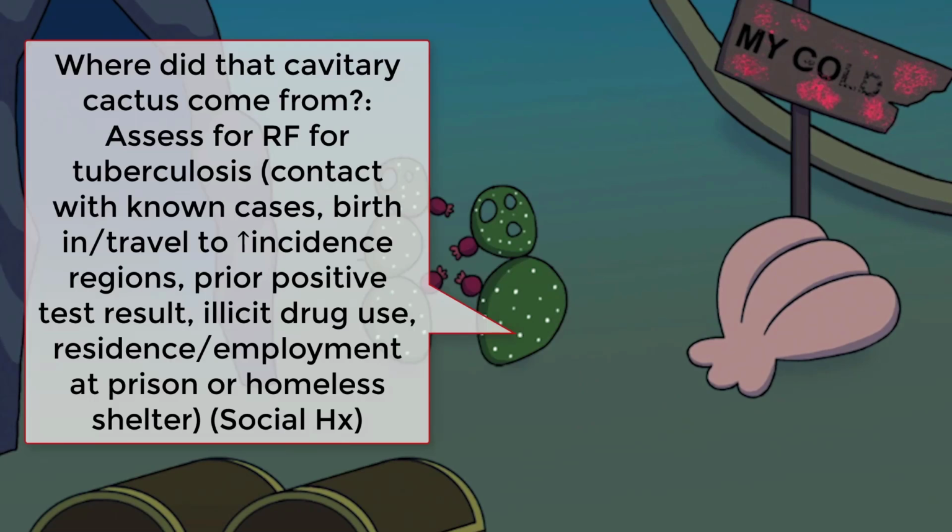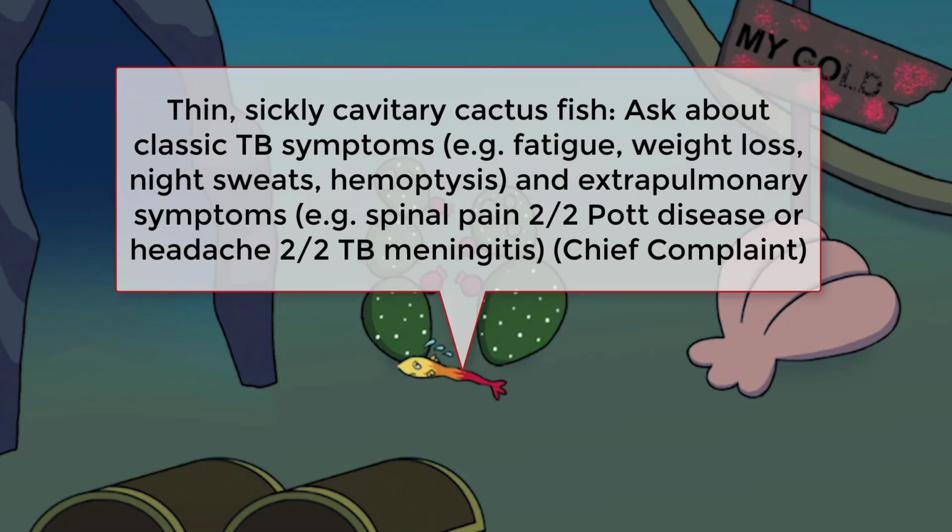An important consideration for all patients with respiratory symptoms is the possibility of active pulmonary tuberculosis. So we've brought back our recurring cavitary lung cactus, or coral, I guess. Make sure to assess for the following when taking a social history: contact with known TB cases, travel or birth in a region with high TB incidence, prior positive TB test result, illicit drug use, and exposure to high risk communal settings like prisons and homeless shelters. Ask about the classic symptoms: fatigue, weight loss, night sweats, and hemoptysis. There may be extrapulmonary symptoms as well, like spinal pain from Pott disease or headache due to TB meningitis. Check out our upcoming TB video for more information on the clinical presentation of TB.